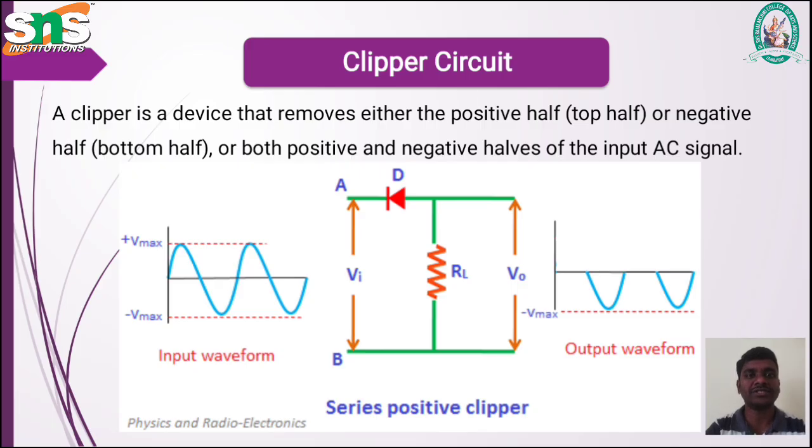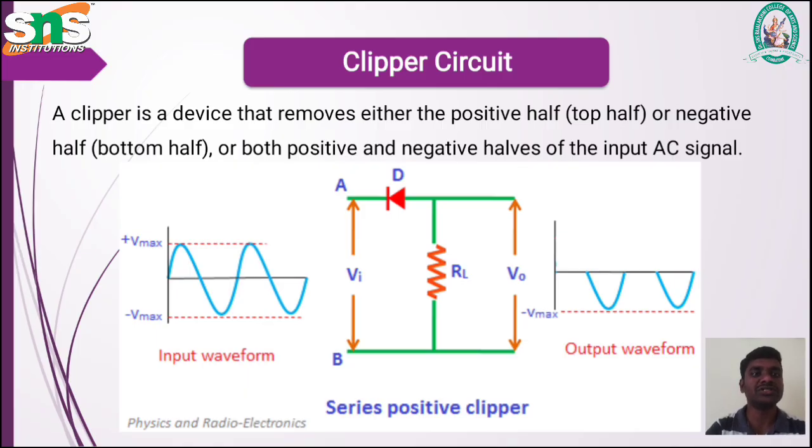So first, the clipper circuit. A clipper circuit is a device that removes either the positive half or top half, or the negative half or bottom half, or both the positive and negative halves of the input AC signal. So we can manipulate the waveform based on the requirement.